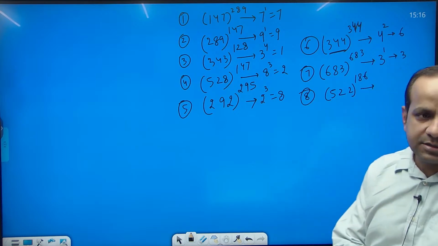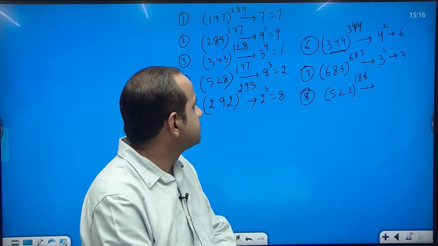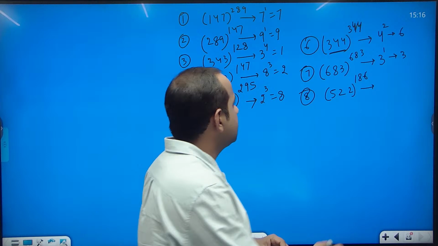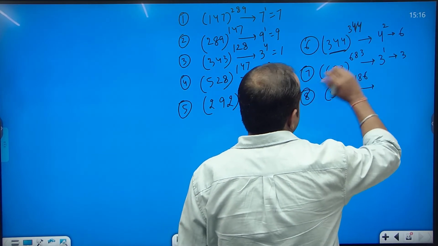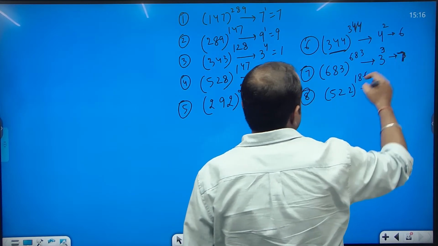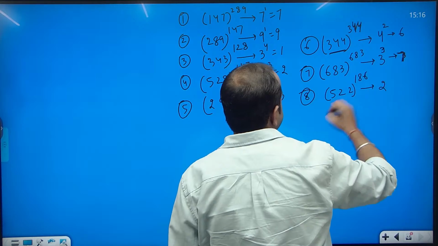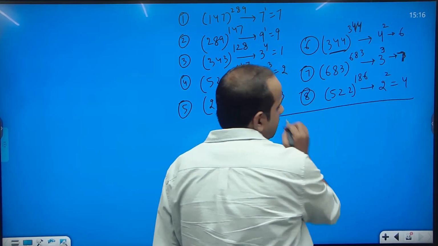522 raised to power 186. The remainder will be 3 for the above one. Oh yes, this one has 3. This is 7. So in this case the remainder is 2. So 2 to the power 2 is 4. Any doubt in this?